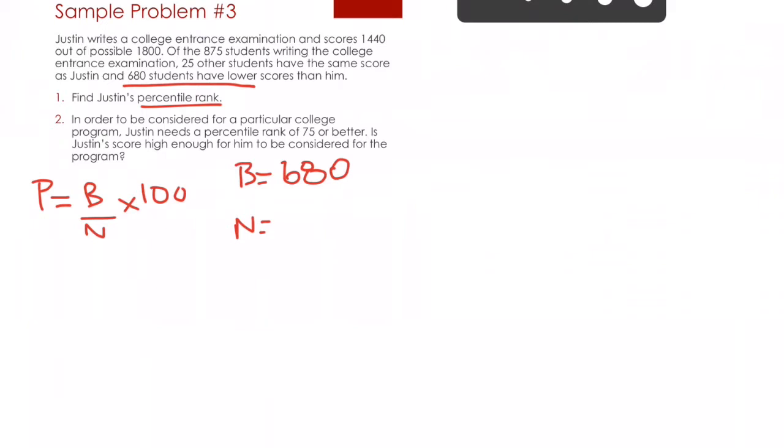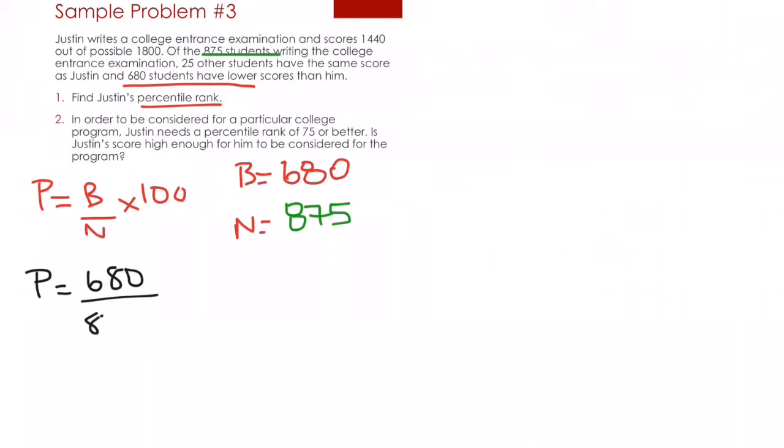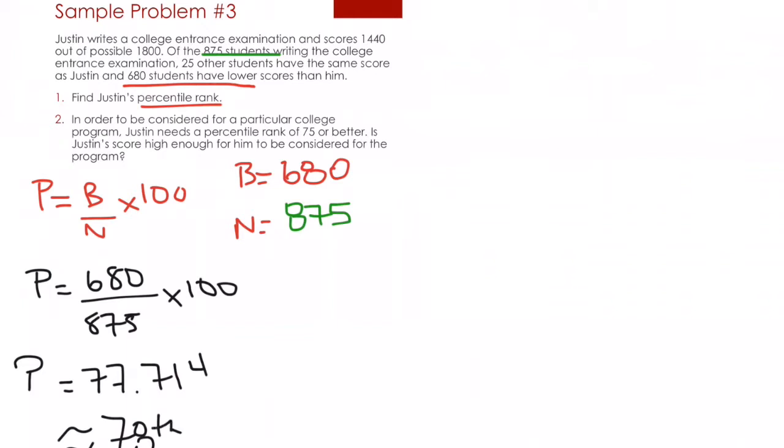My N is the total number of students writing the test. If I go back to the beginning of the question, it says 875 students write the test. Now that I have those two values, I can plug them into my equation and solve for my percentile rank. So P equals 680 over 875 times 100. So P is going to equal 77.714, so about the 78th percentile.